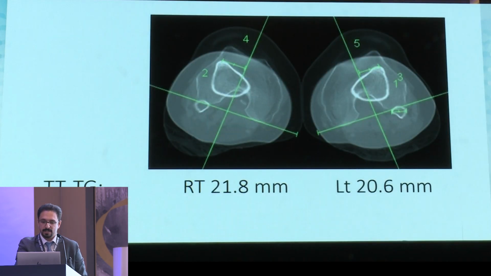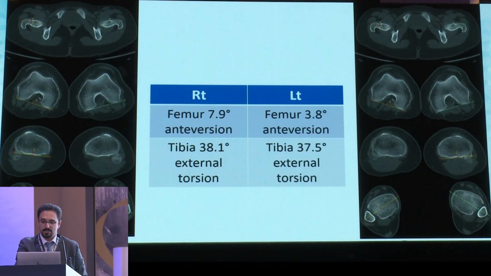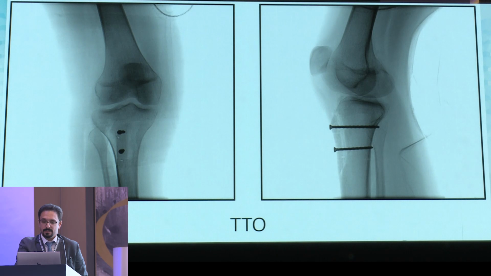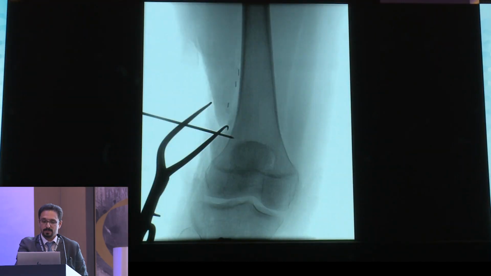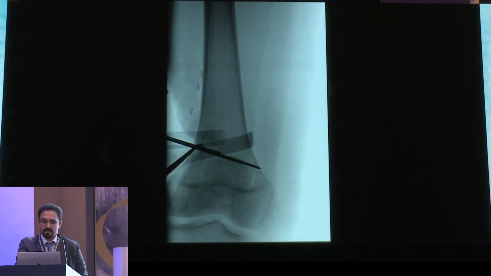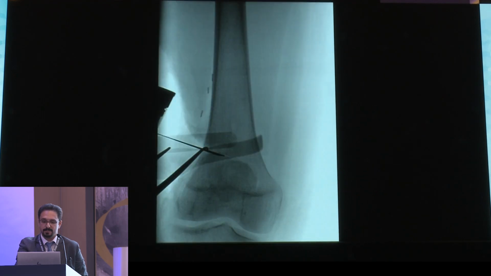So we do our deformity analysis, and she has an abnormal TTTG as well, or borderline TTTG. Rotation profile is normal. So in this patient, we did tibial tubercle transfer osteotomy, medializing the tibial tubercle, distal femur osteotomy, and MPFL reconstruction. So this is where we medialize the tibial tubercle and fix it with 2 screws. And then we do distal femur open wedge osteotomy to correct the valgus. All right?